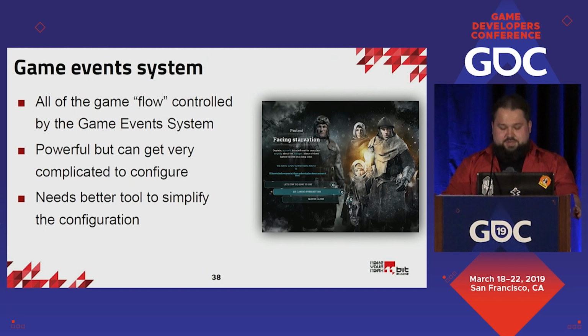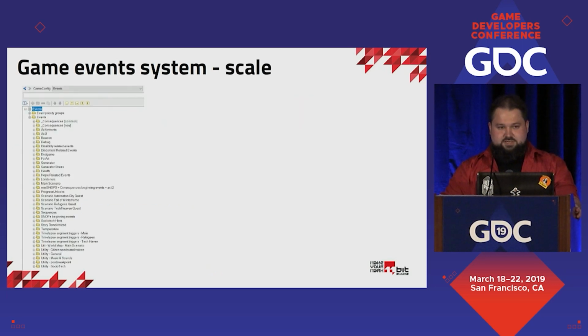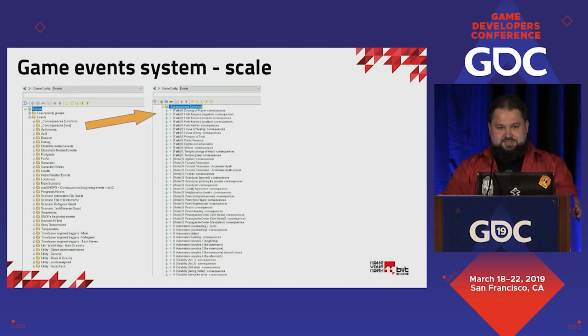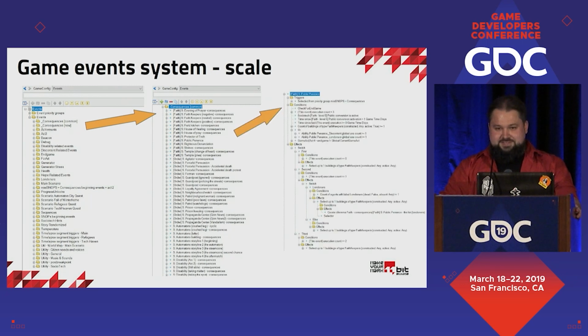And of course, we are aware that we need a better tool to simplify the configuration, because right now it looks like this. This is a list of directories of events. Then when we open one directory, there is a list of events. And when we get into an event, this is the configuration for a single event. The XML that defines that is huge. And we need to find a way to deal with that somehow.